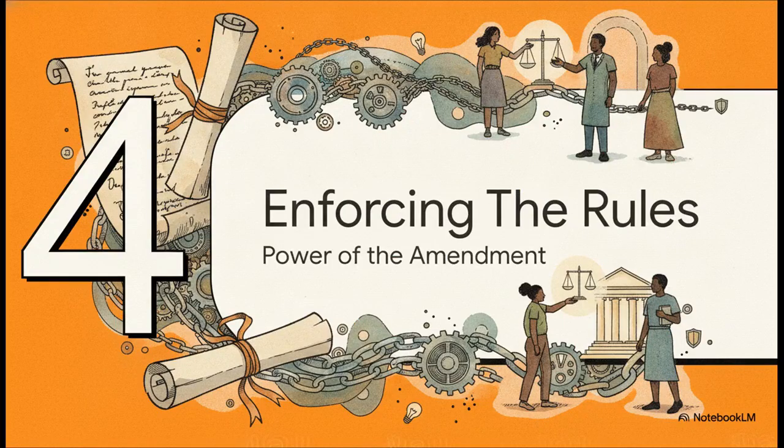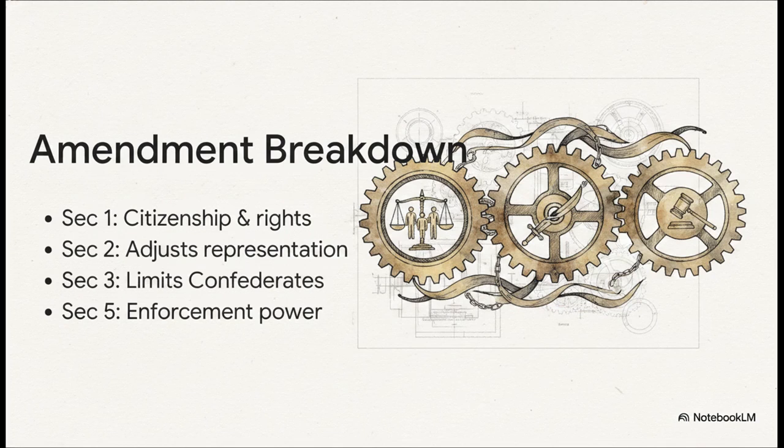All right, Section 4, Enforcing the New Rules, the Power of the Amendment. Now this breakdown is where you see the brilliant mechanics of how it all actually worked. Section 1 is the powerhouse we've been talking about: birthright citizenship, due process, equal protection. But they didn't stop there. Section 2 adjusted representation in Congress to discourage states from denying voting rights to male citizens. Section 3 limited certain former Confederate leaders from returning to office. And crucially, Section 5 gave Congress direct enforcement power. This showed exactly how Congress gave itself the teeth to enforce these brand new national rules.